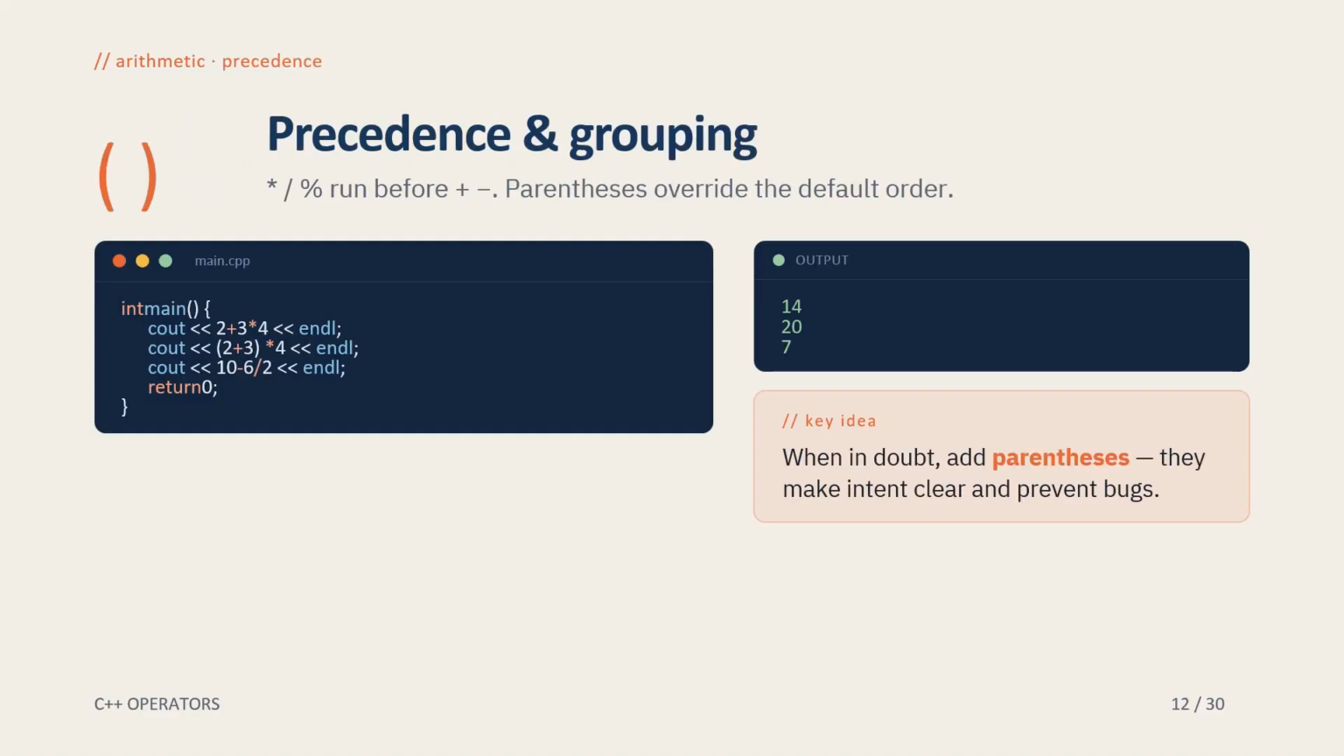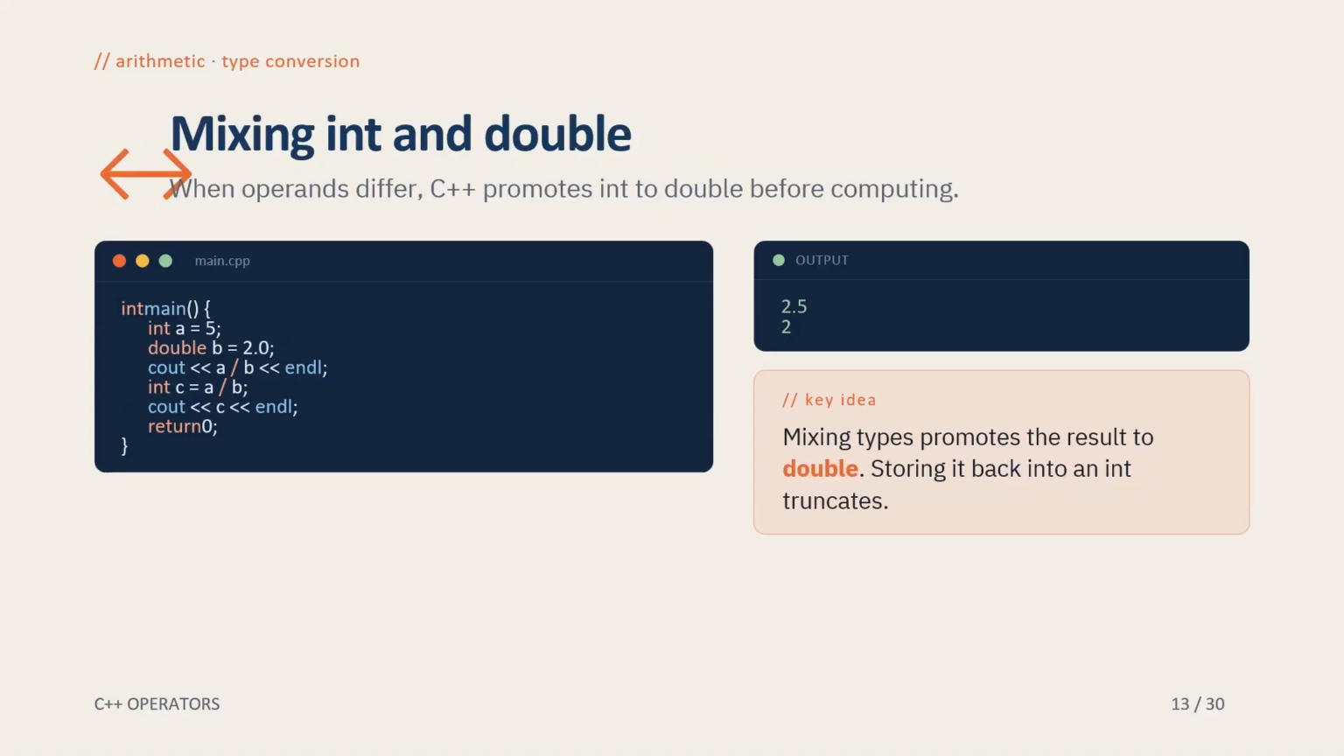Next comes operator precedence. C++ follows operator precedence. Multiplication, division and modulus are evaluated before addition and subtraction. Parentheses can change the evaluation order. So when an integer and a double are used together, C++ automatically converts the integer into a double. Assigning the result back to an integer removes the decimal part.